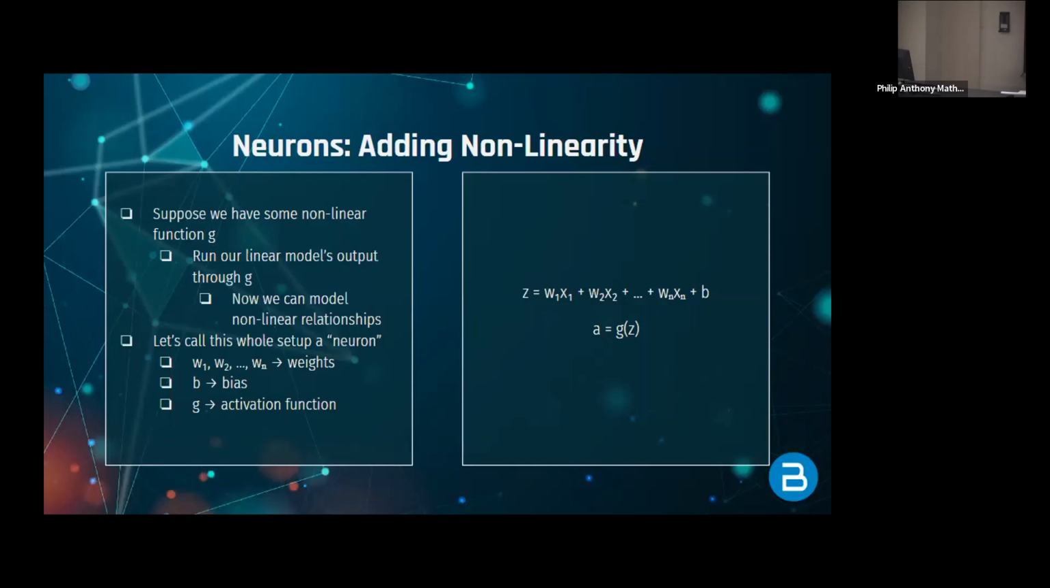And then in terms of terminology, let's call this whole setup a neuron. You guys can see this. You've got a bunch of weights, which are w1 and so on. You've got your bias term b, just a y-intercept. I don't really know why it's called a bias term. Maybe it belongs to bias in some way, but it's called a bias term, so we're doing it. And then g is your activation function, specifically that non-linear function that allows you to model non-linear relationships. We call it an activation.